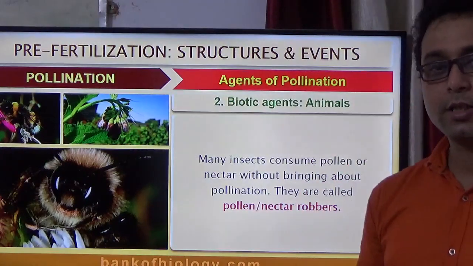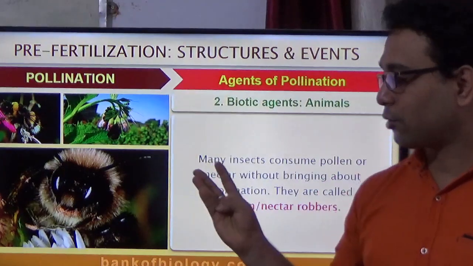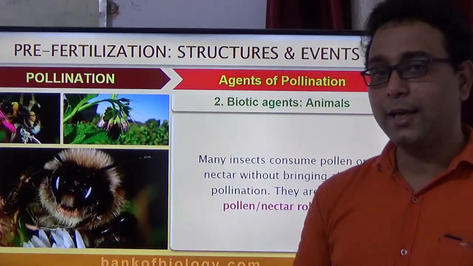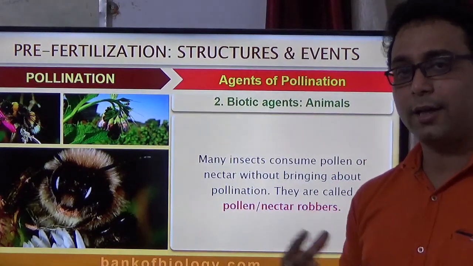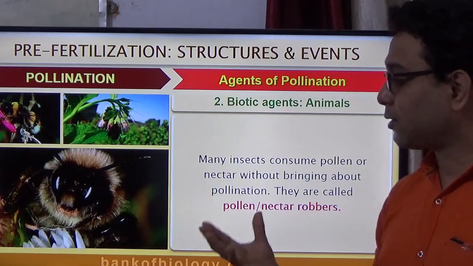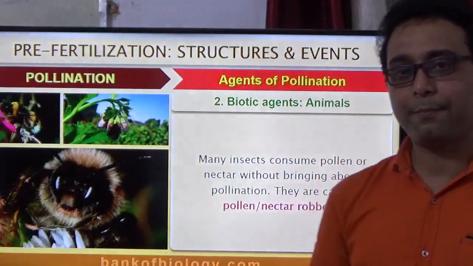So this is pollination, and we discussed the different types of pollination, mainly autogamy, geitonogamy and xenogamy, some details and characteristic features of the flowers, how they are pollinated, and lastly we discussed the different agents by which pollination happens.